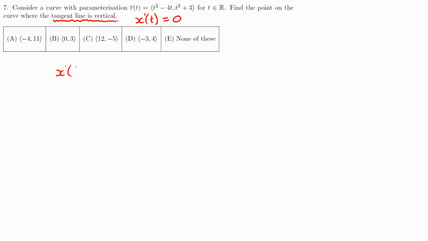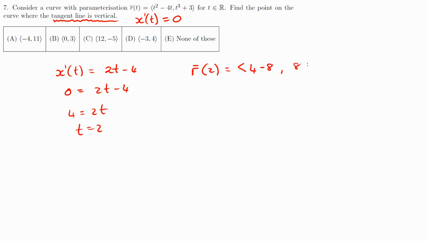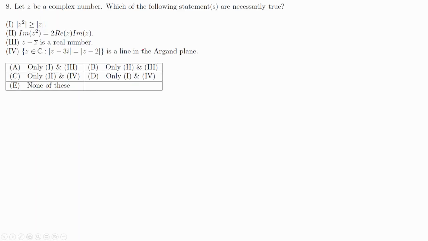So the x component differentiated is just 2t minus 4. And we need that equal to 0. So if we calculate t, we'll get t is equal to 2. So now let's work out what this is at t equals 2. It will just be 4 minus 8, and then 8 plus 3. And this is minus 4, 11. So our answer will be A.